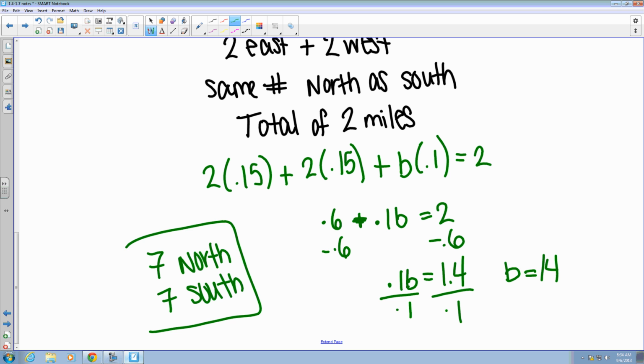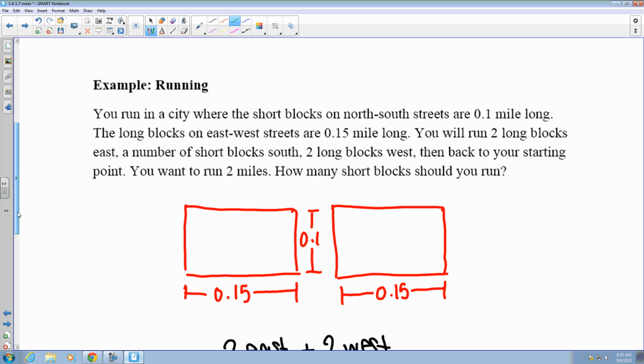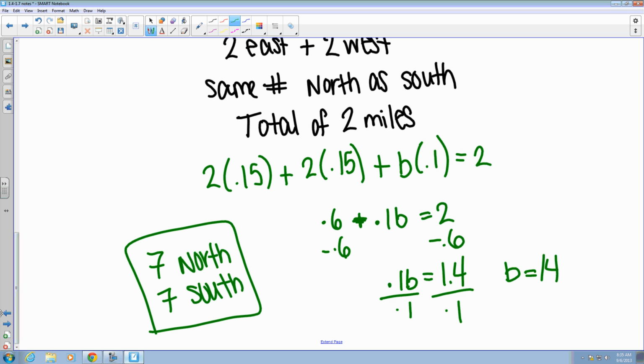Now let's go back up and make sure that this makes sense. That's our step number 4, looking back to make sure that this makes sense. You're only going 2 east and 2 west, which means you have to go quite a few in the north-south direction in order to get to a total of 2 miles. So that does make sense, that you would go 7 north and then 7 south.